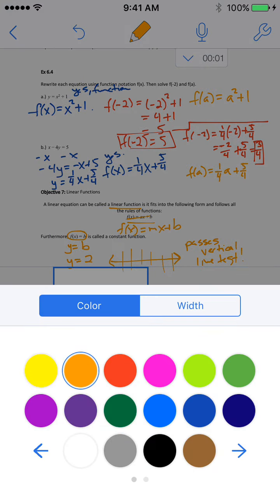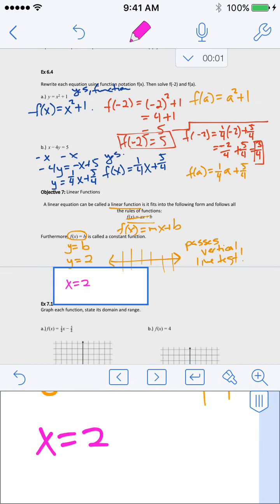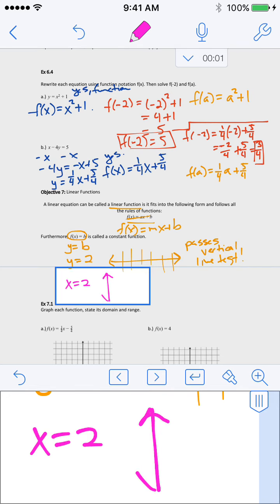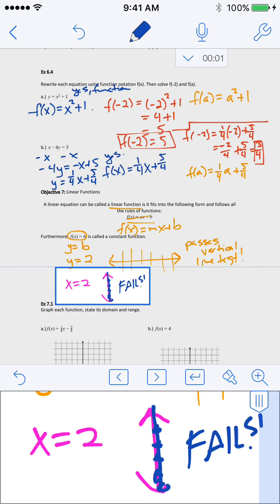What about a vertical line? What about x equals 2? Would that pass the vertical line test? Where if I drew a vertical line down this vertical line, do you think it would hit more than once? Yeah, in fact it would hit an infinite number of times, right? If I drew a vertical line going down this vertical line, it's going to hit there and there and there and there and there, and so it definitely fails. Not a function, right? It doesn't even have a slope.